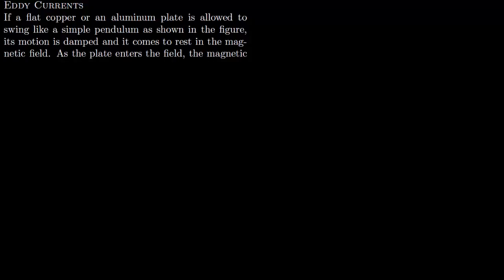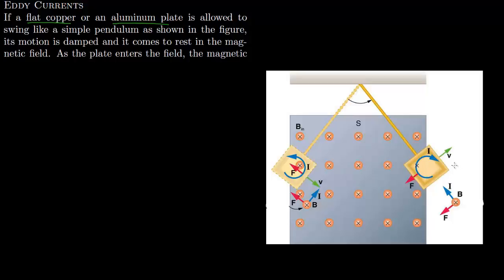We talk about eddy currents in this lecture. So say you have a flat copper or aluminum plate, and this plate is swinging in a magnetic field as shown in the figure. So you have this copper plate swinging in the magnetic field. Now this pendulum will come to rest very fast. So the motion is damped in the magnetic field.